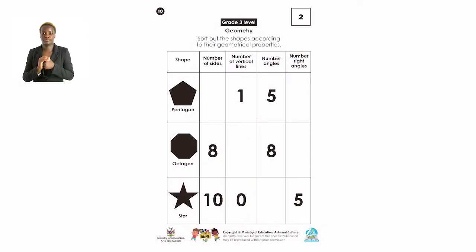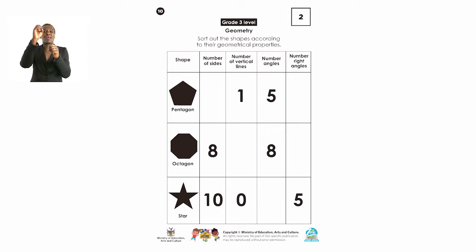Let's move on to page 3. Now this is grade 3 level geometry as well. Page 10, pardon me, page 10, grade 3, geometry. Now here we have different kinds of shapes. We have a pentagon, we have an octagon, and then we have a star. First of all, we need to count all the sides of the pentagon. How many sides does it have?